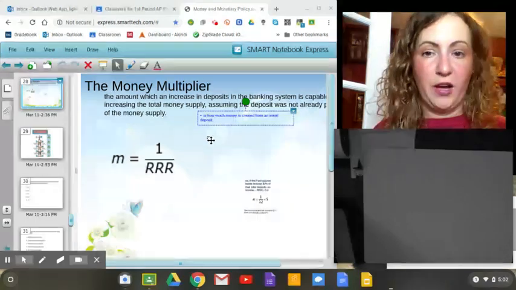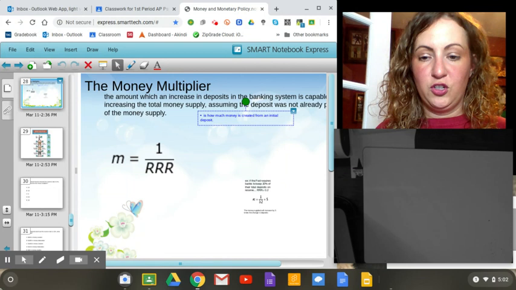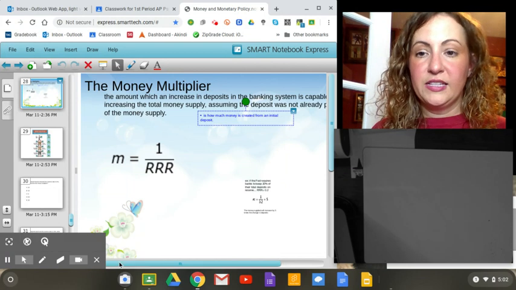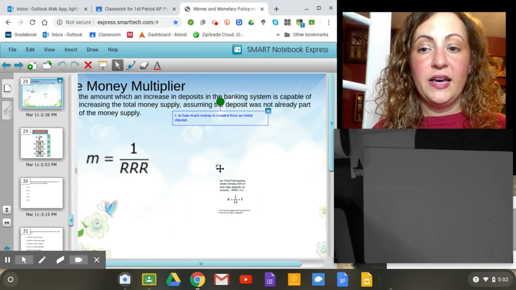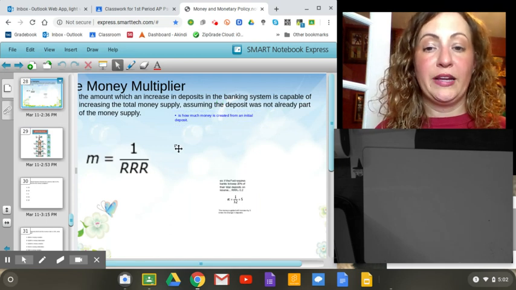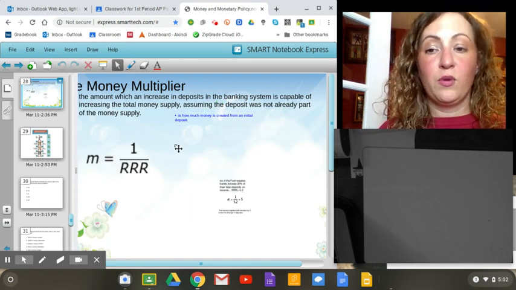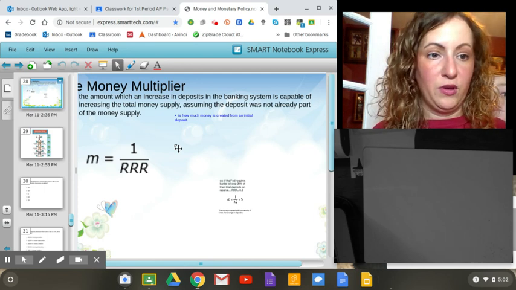We're going to talk about the money multiplier, which is the definition you can see right here in this box. It says the amount by which an increase in deposits in the banking system is capable of increasing the total money supply, assuming the deposit wasn't already part of the money supply to begin with.